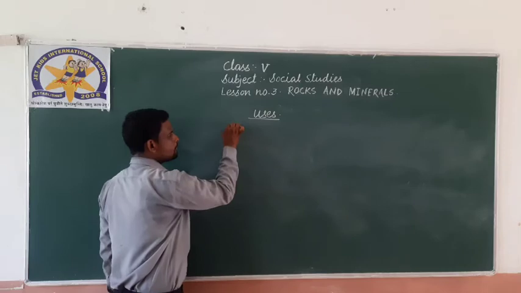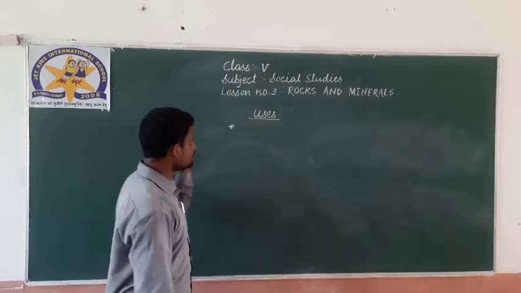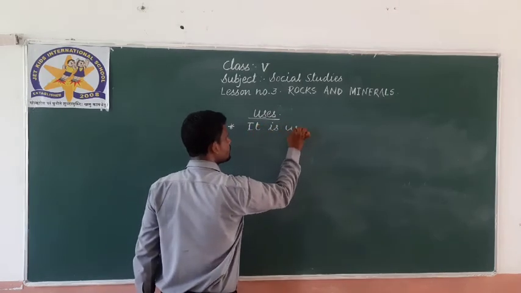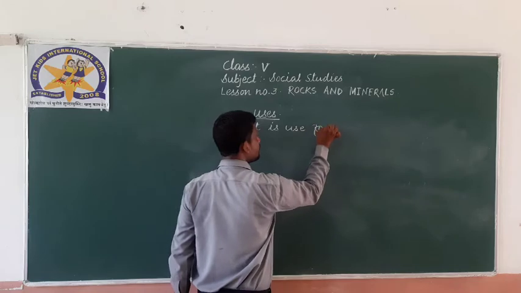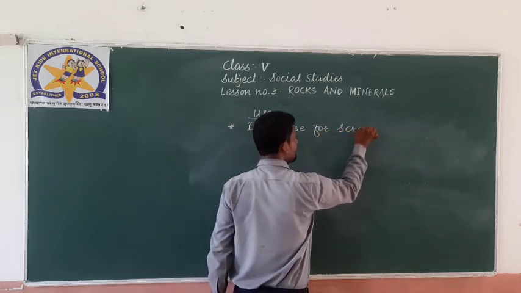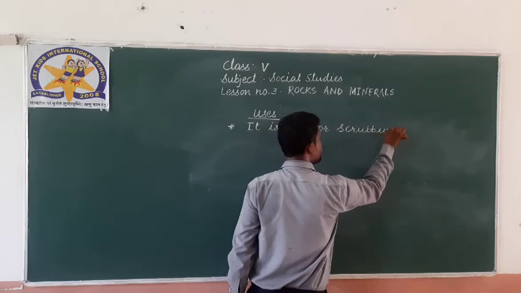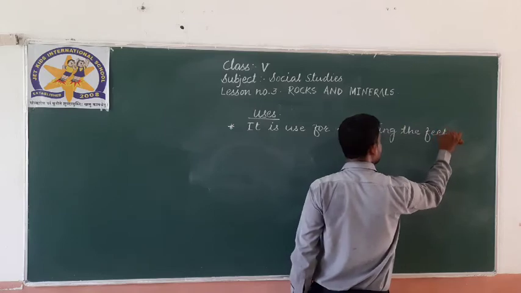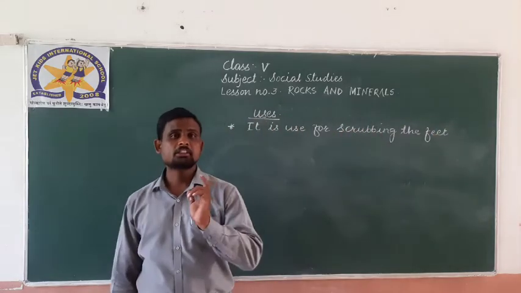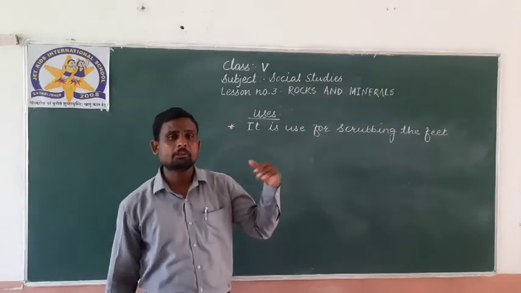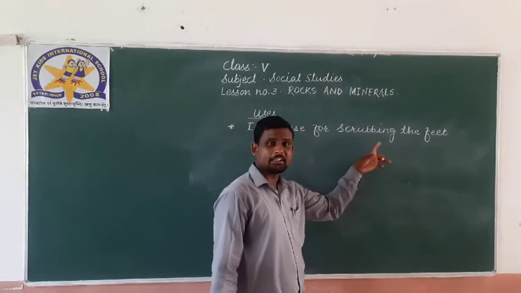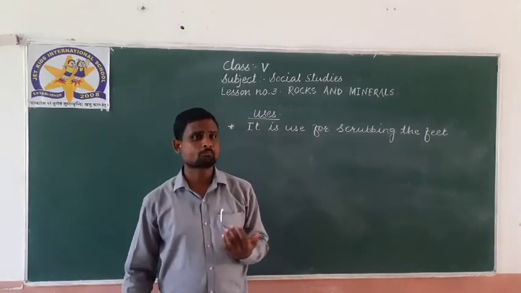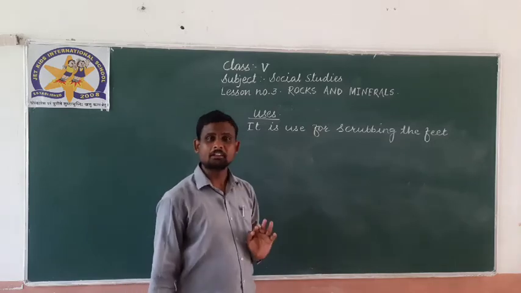There are different uses of pumice rocks. First use, it is used for scrubbing the feet. Whenever we took a bath in the olden times, people used to scrub their feet with the help of this pumice rock. In the modern era, no one uses these pumice rocks for scrubbing feet.